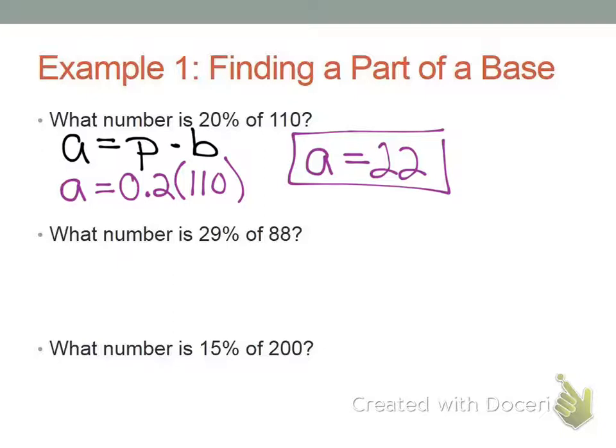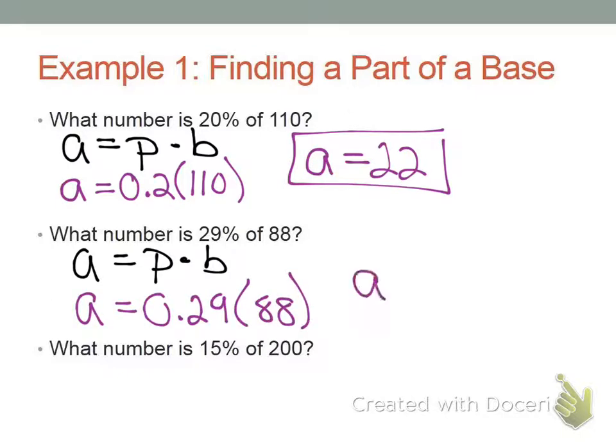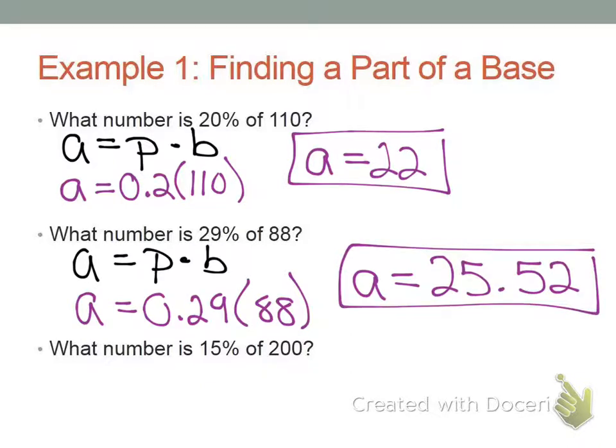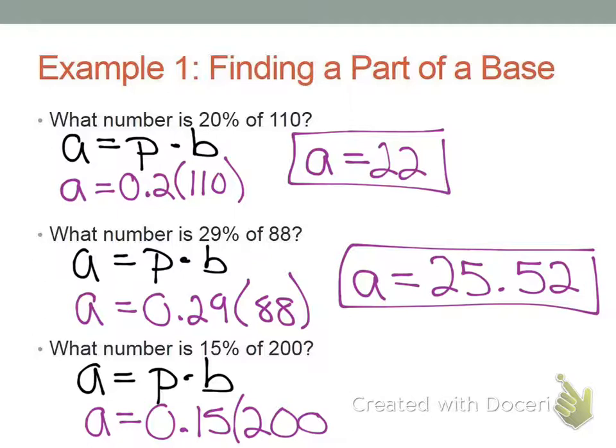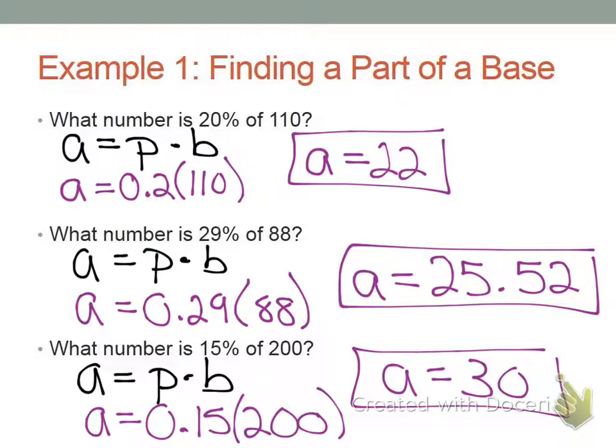You think you can make a substitution? All right, try the second one. So what number is, I don't know A. What did you plug in for P? 0.29 times 88. What did you get for your answer? Very good. All right, have you done number 3 yet? Okay, so A equals what? What did you plug in for P? 0.15 times 200. And A equals 30. All right, so that's example 1.